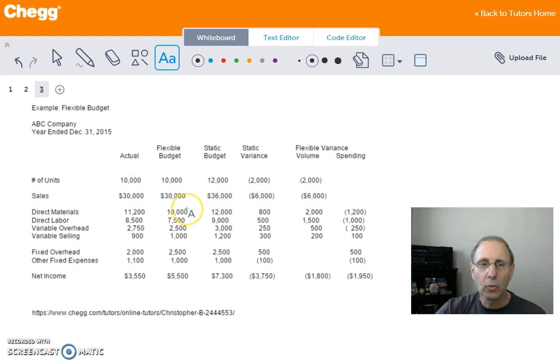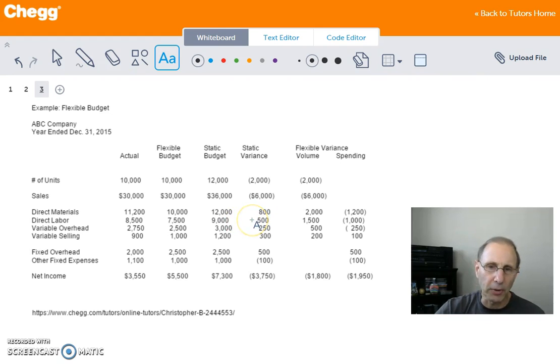And we can see that we spent $2,000 less in direct materials, which gives us a favorable volume variance of $2,000. Now for the spending portion, we compare the actual direct materials of $11,200 to our activity adjusted flexible budget of $10,000 for direct materials, and we see that we spent $1,200 more, which gives us a $1,200 unfavorable spending variance. Adding the two up gives us the $800 variance against the static budget.